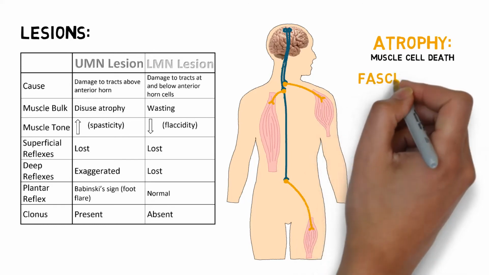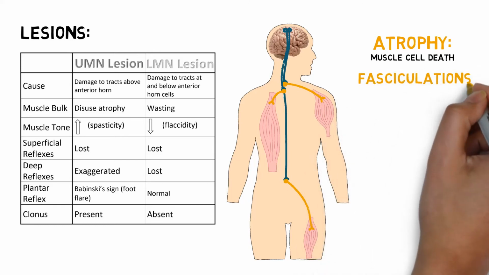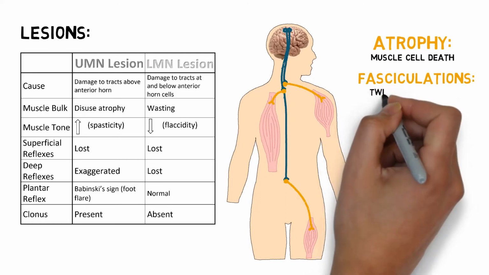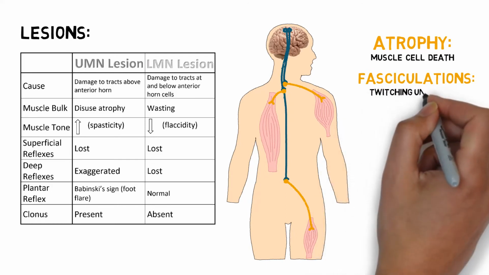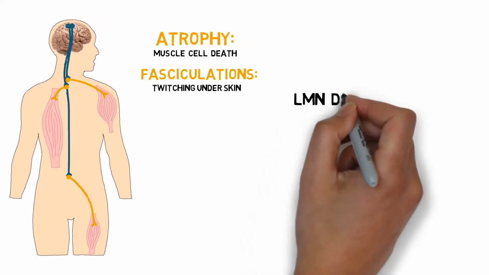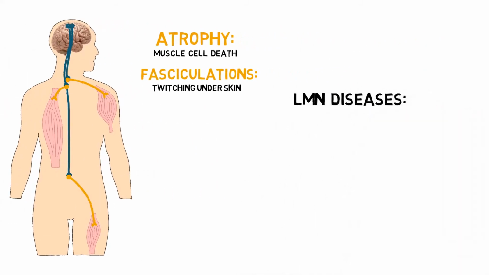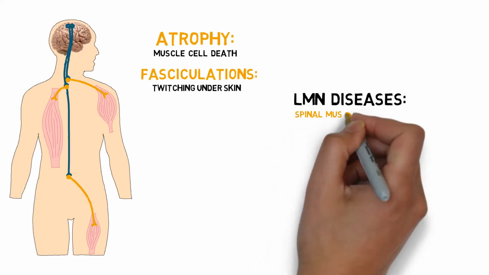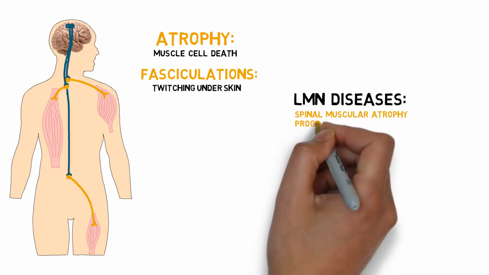Another symptom of lower motor neuron disease is fasciculations. These are spontaneous and involuntary contractions of muscles which are visible as twitching under the skin. They are not strong movements and do not move the limb, but appear to be small, tremulous movements of the muscles. Lower motor neuron diseases include spinal muscular atrophy, progressive bulbar palsy, and progressive muscular atrophy.